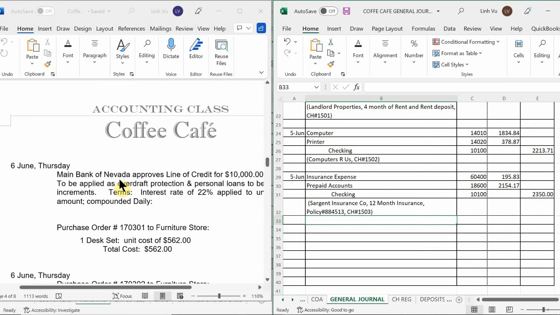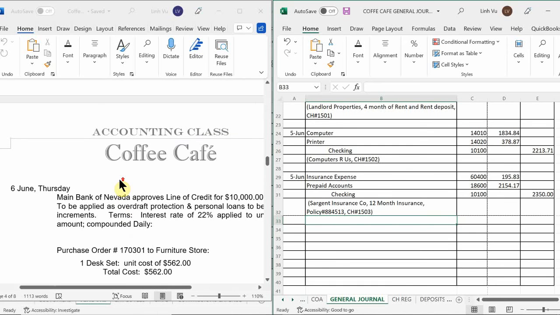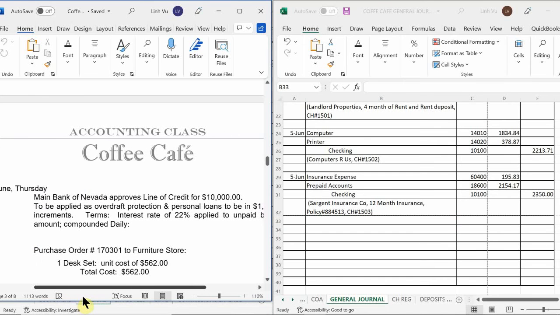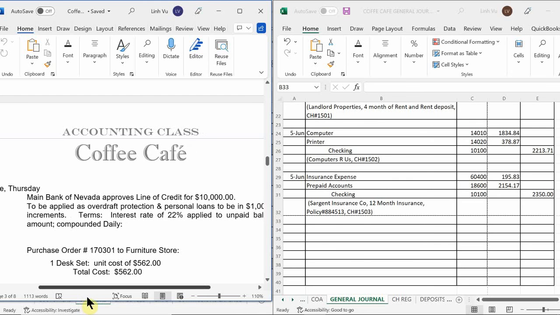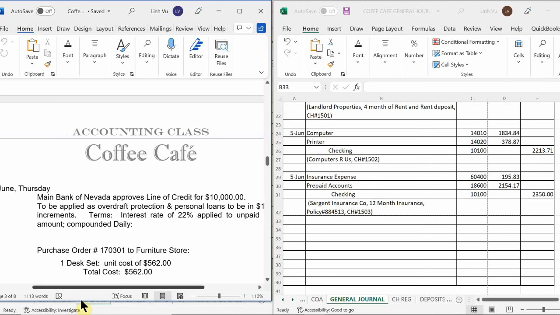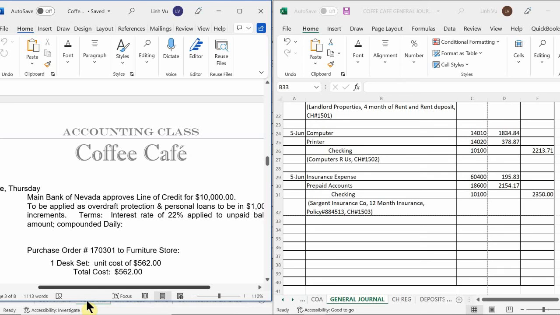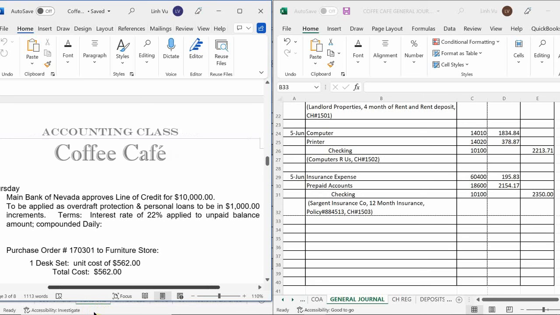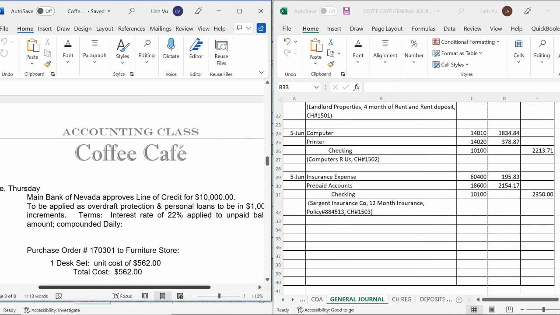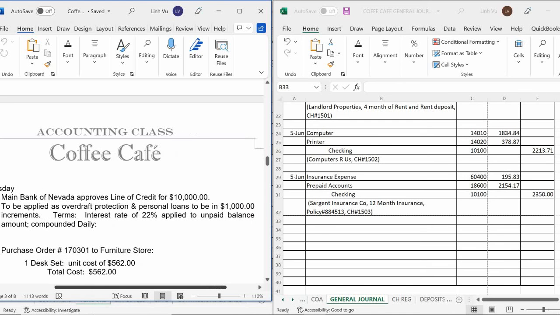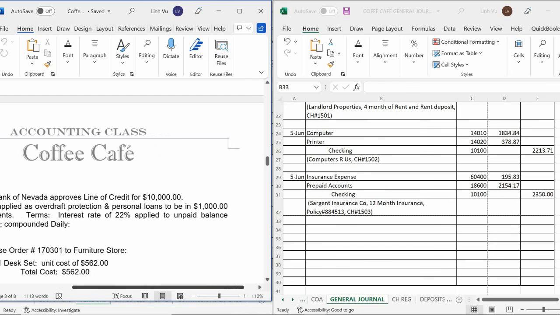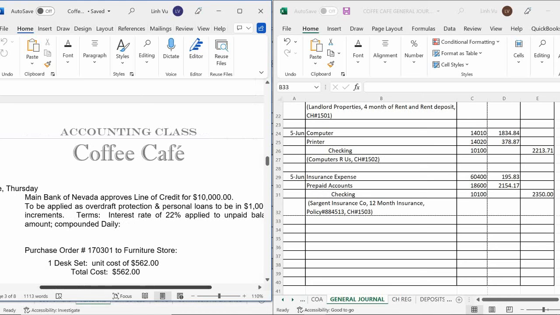All right. So now, next day here on June 6th, we end up receiving our line of credit. Main Bank of Nevada approves the line of credit for $10,000. This $10,000 is only to be applied on overdrafting. So this is an overdraft protection plan and any personal loans to be taken out in increments of $1,000. And of course, the terms here are that if you do end up dipping into this line of credit, you will be charged an interest rate of 22%, applied to unpaid balances, and it's going to be compounded every single day.